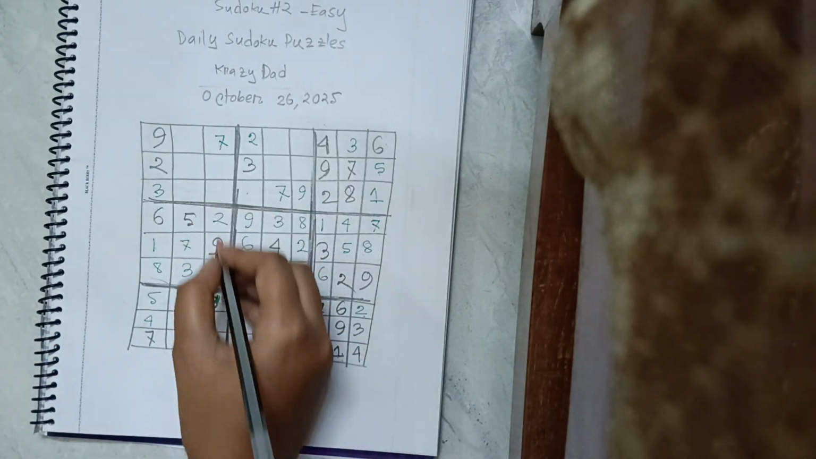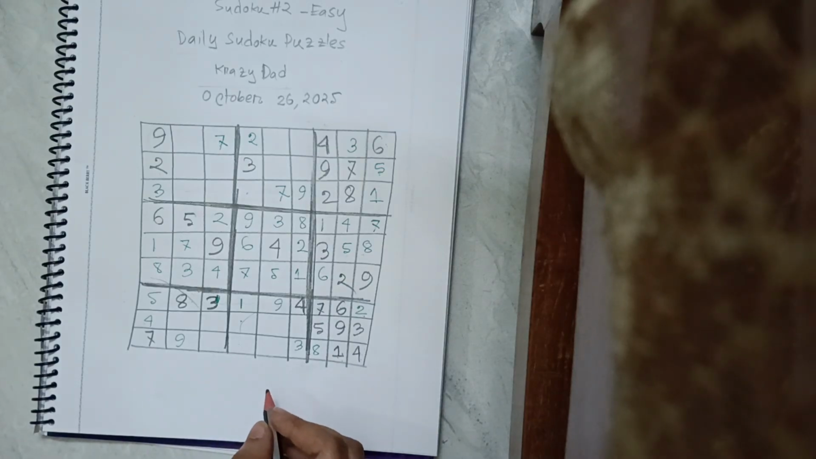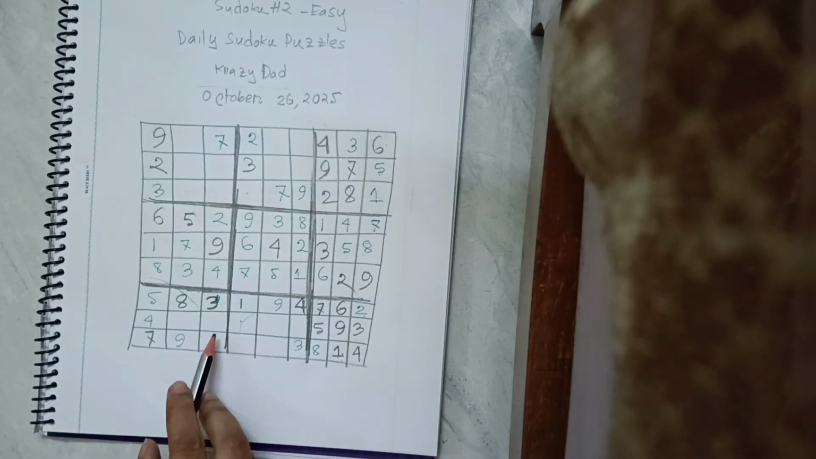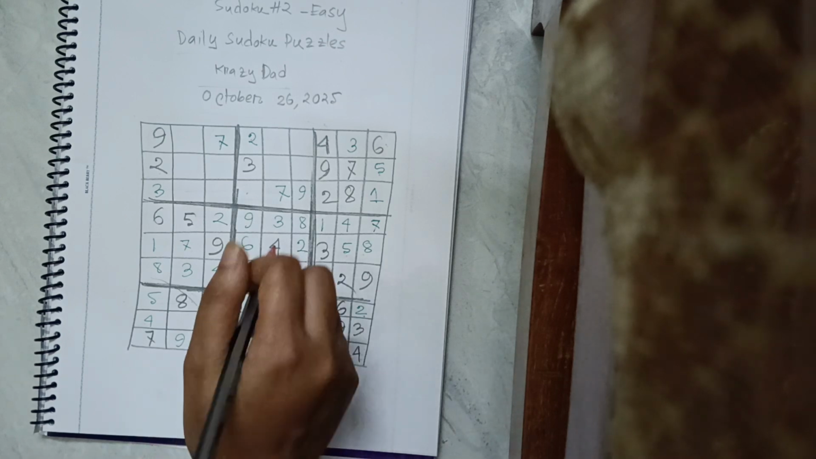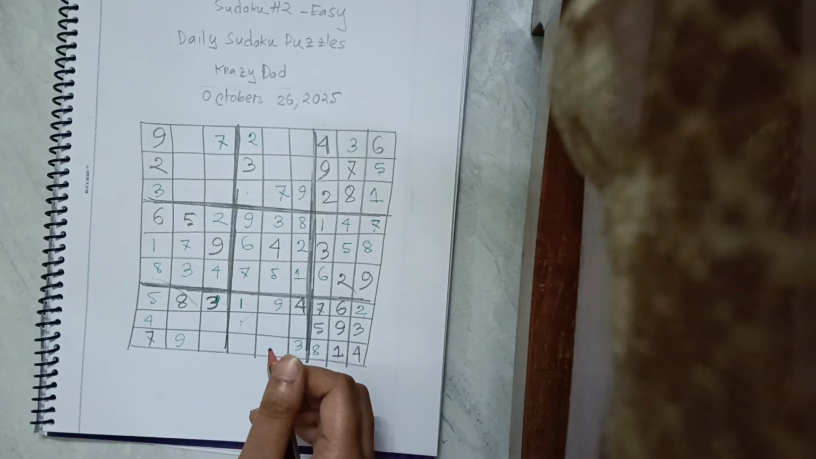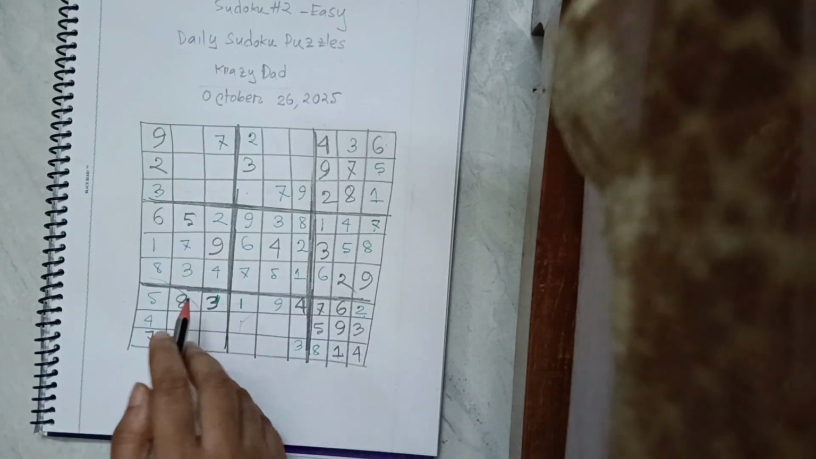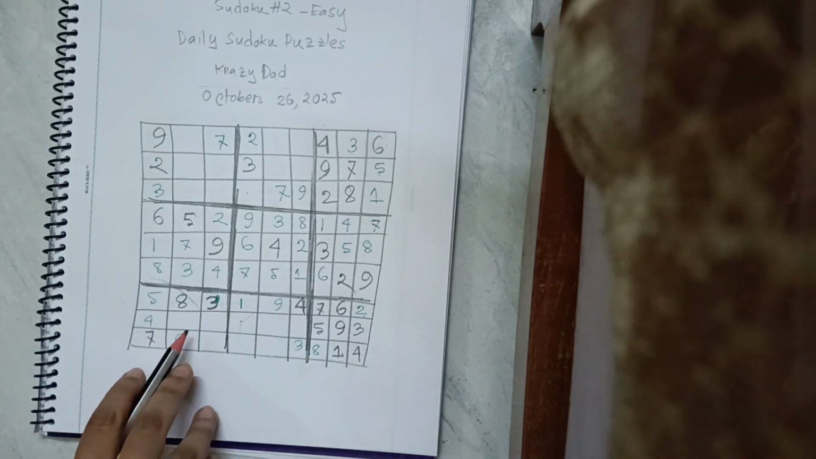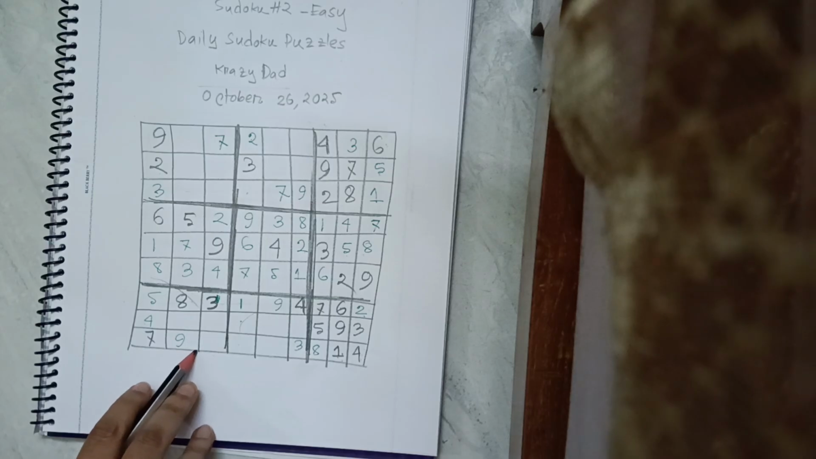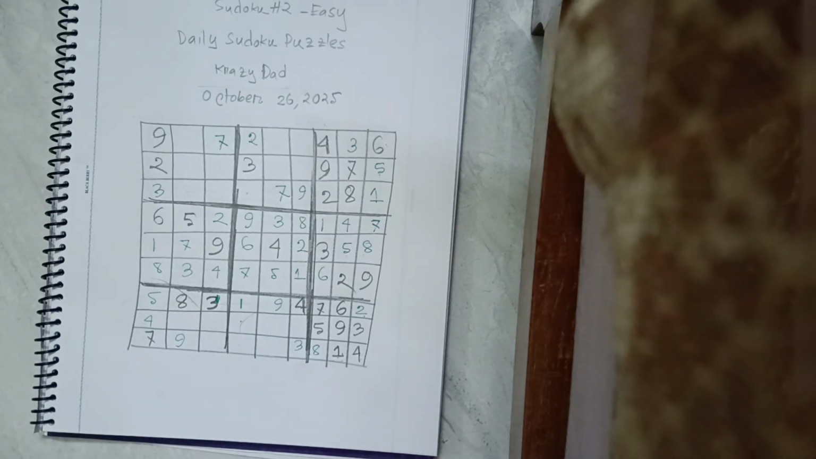So let's choose this column now. What are the missing numbers? The missing numbers are 1, 5, 6 and 8, right? So not enough information for 1, but is there enough information for 5? I don't think so. Is there enough information for 6? I don't think so.